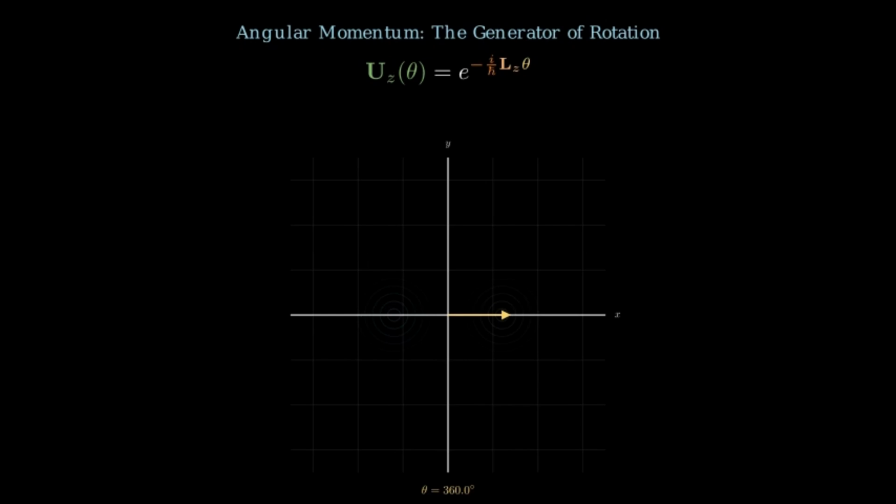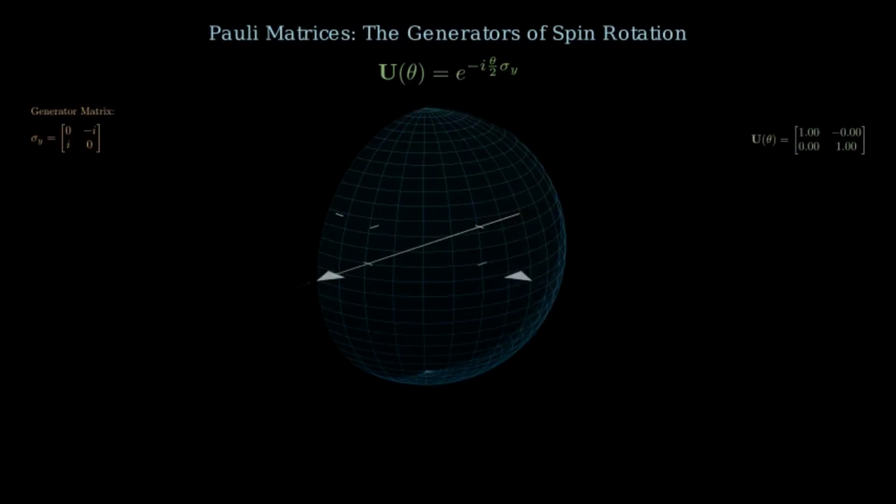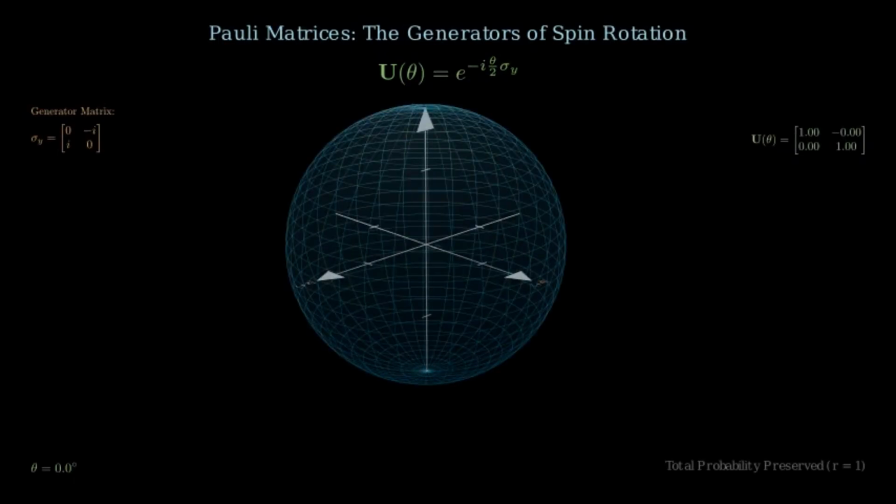For a simple electron, its spin angular momentum is represented by the 2 by 2 Pauli matrices. Placing a Pauli matrix into this unitary exponential acts as a rigid rotation machine, physically rotating the electron's spin state vector around a chosen axis by the angle theta. The underlying Hermitian matrix dictates the geometry of the physical rotation, ensuring orientation changes while total probability remains perfectly preserved.